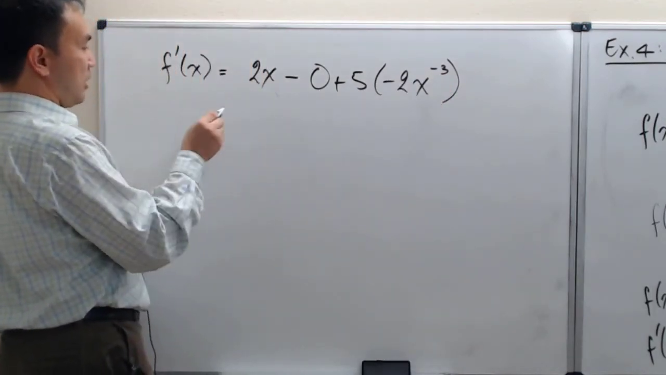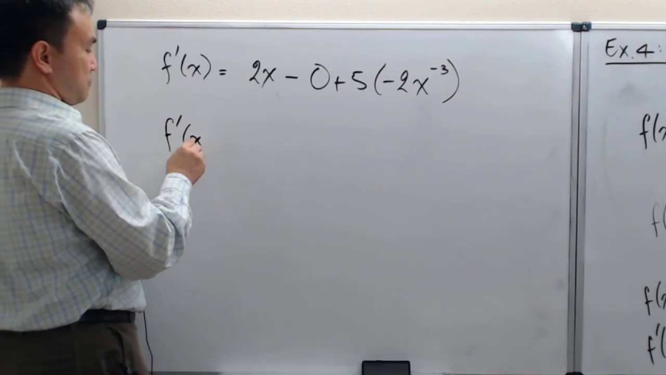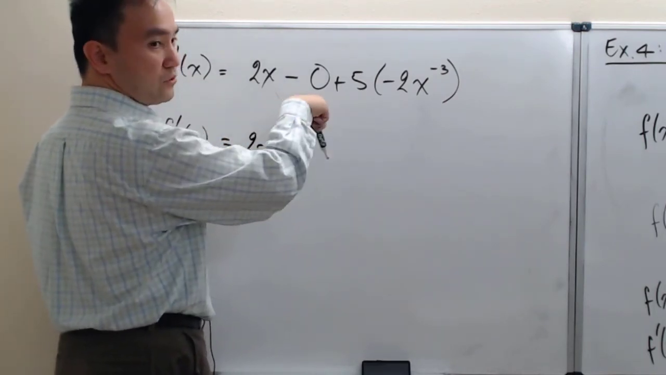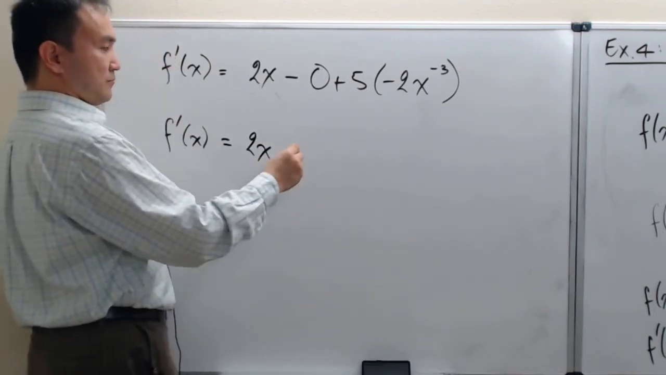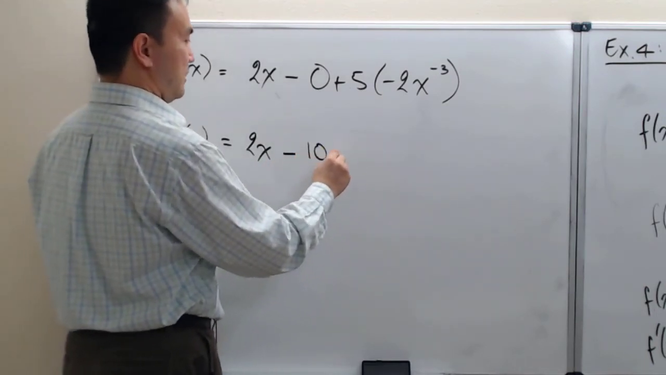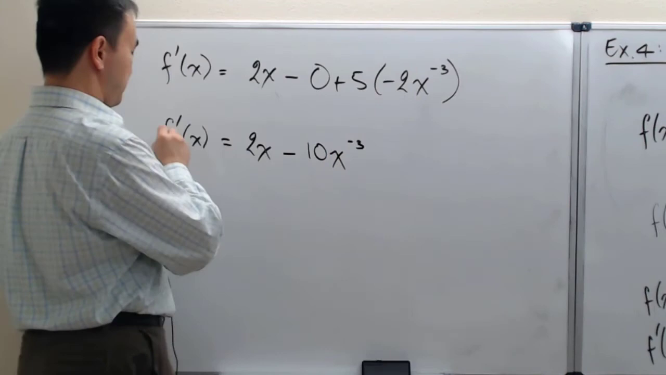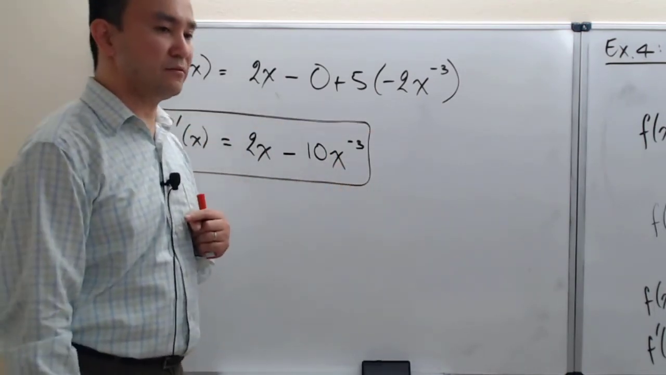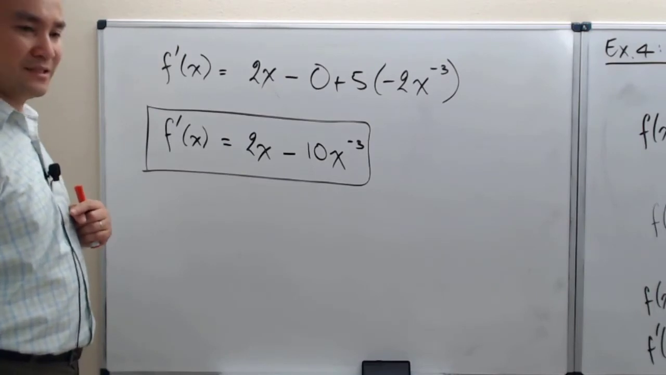So as your overall answer, f prime of x equals 2x. There's no need to write minus 0 anymore. Minus 10x to the negative 3. We are done with that problem.